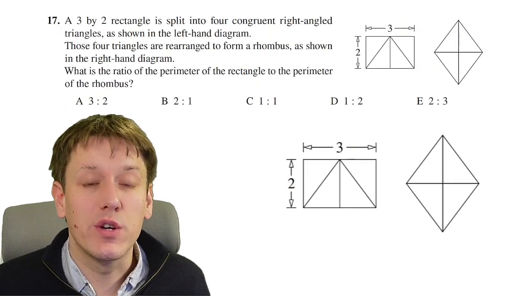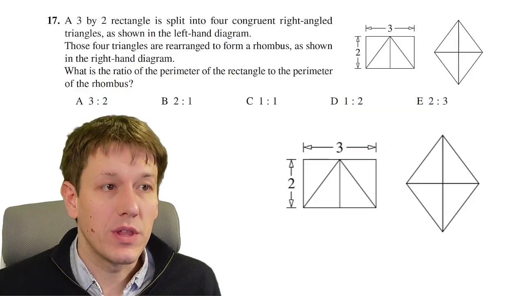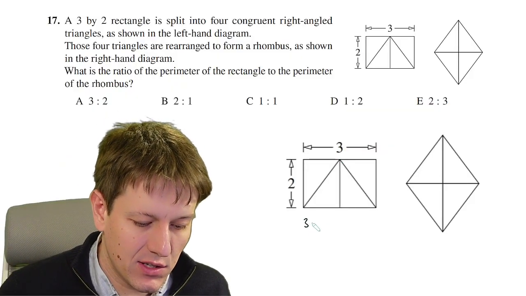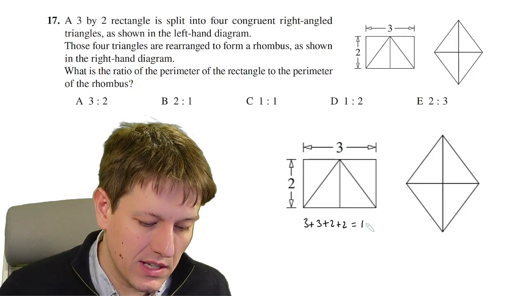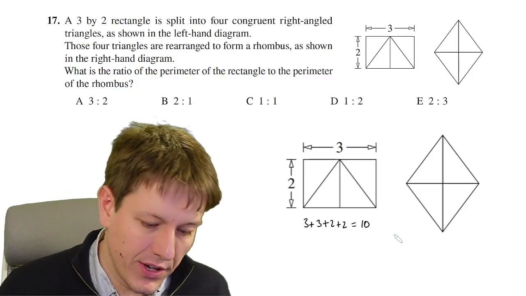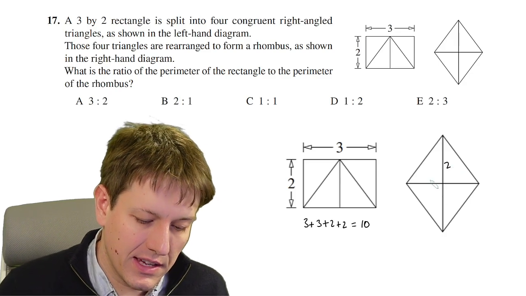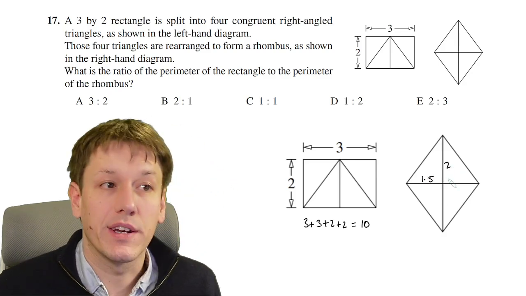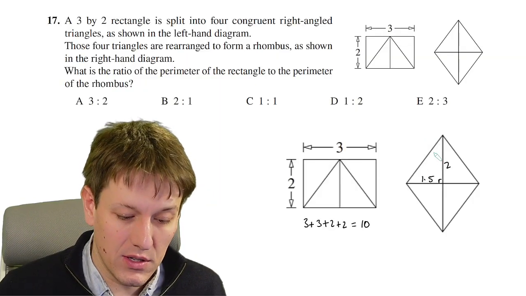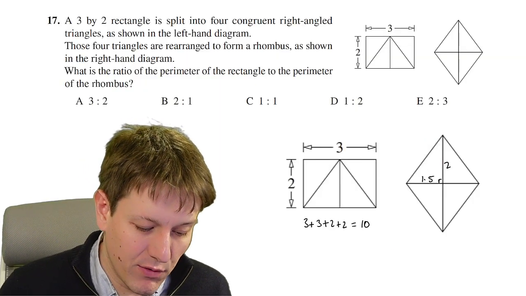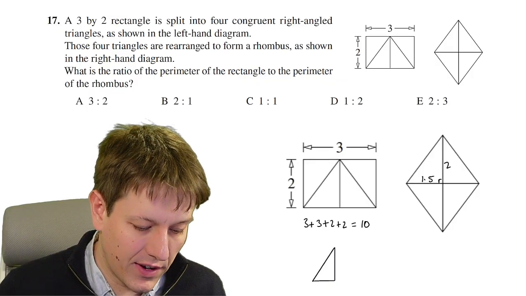So we want to find the ratio of the perimeter of this rectangle to this unfolded rhombus. Well, the perimeter of the rectangle is easy. It's just 3 plus 3 plus 2 plus 2, which is 10 then. For the rhombus, we notice that for each of the four triangles here, the height is 2 and the base here is 1.5. So you could use Pythagoras' theorem to work out the hypotenuse, but it's faster if you can spot that they're in the ratio 3 to 4, because that means that this is a 3, 4, 5 triangle.